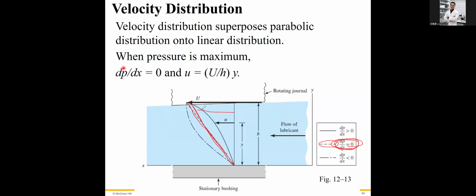So the distribution of u with respect to y is a linear distribution when dp/dx equals 0. Similarly, when dp/dx is greater than 0 or less than 0, we get a parabolic distribution, concave or convex.